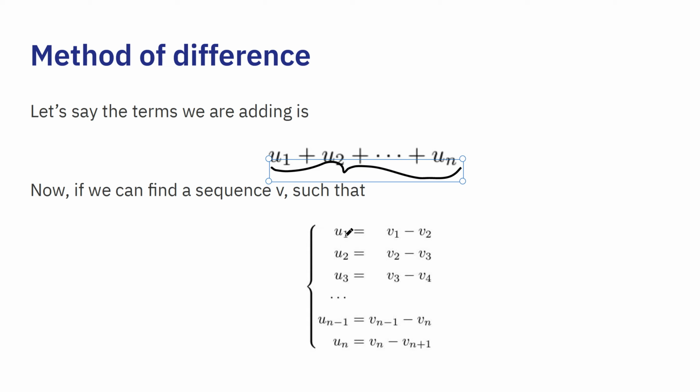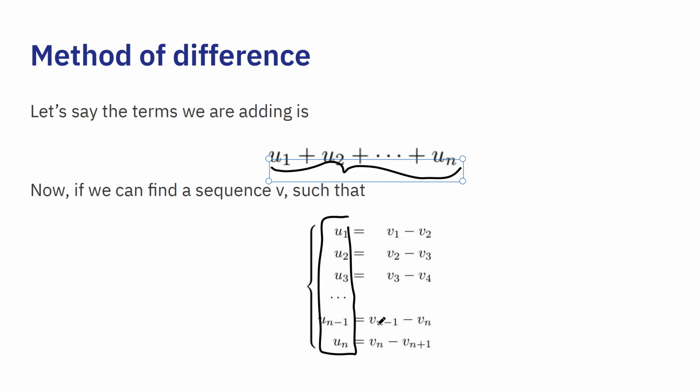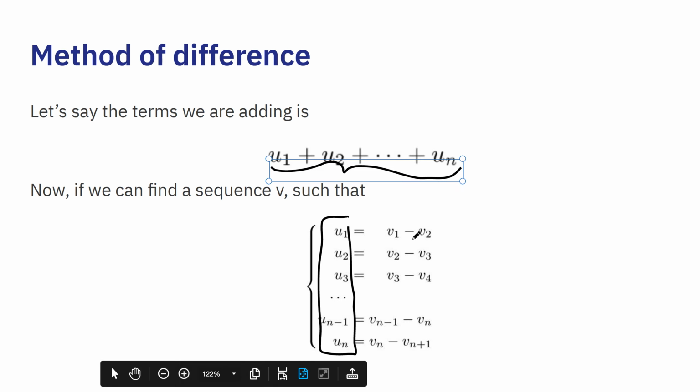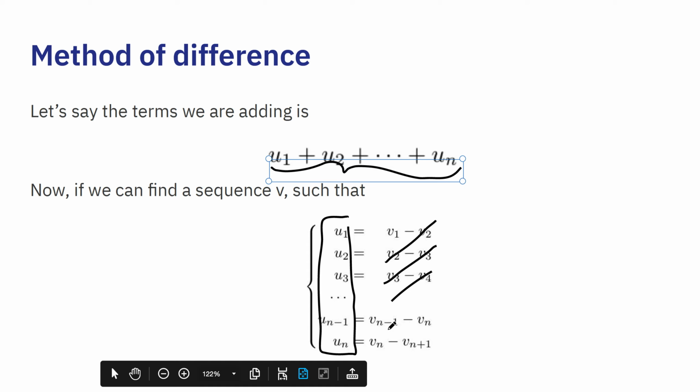Let's say our u1 is v1 minus v2, u2 happens to be v2 minus v3, u3 is v3 minus v4, and so on. If we want to add all these terms together, it becomes equivalent to adding the right side. And we see the v2 and the minus v2 cancel out, v3 and the minus v3 cancel out, and so on and so forth.